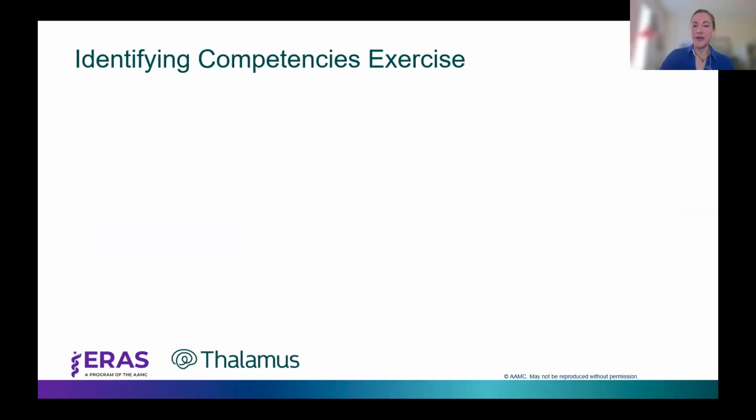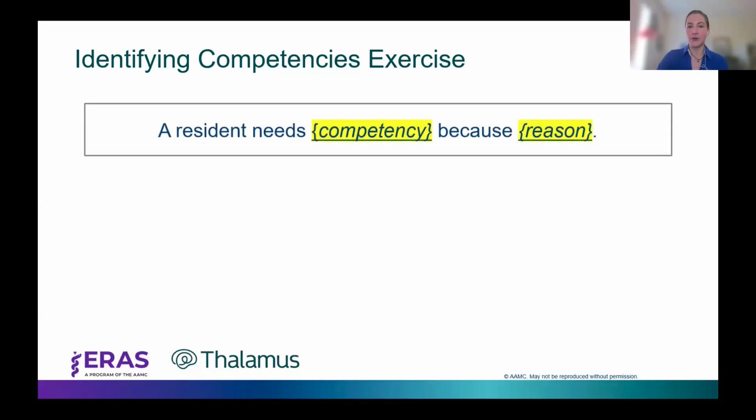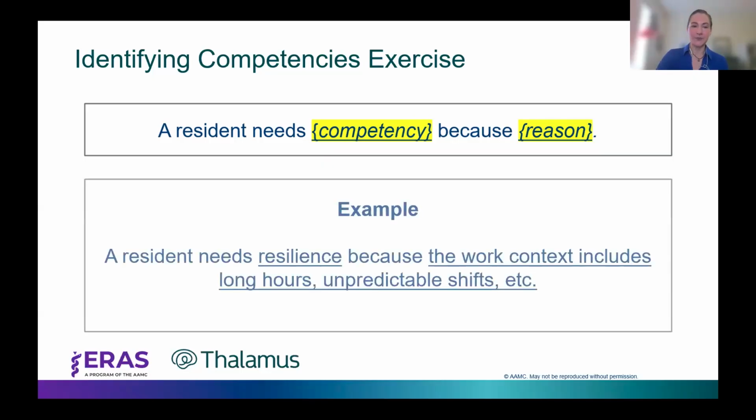One way to help identify critical competencies is to use this kind of sentence framework. A resident needs some sort of competency because they need to do some sort of task, have some sort of skill, have some kind of responsibility, or because of a particular work context. So let's walk through an example. A resident needs resilience because the work context includes long hours, unpredictable shifts, etc.